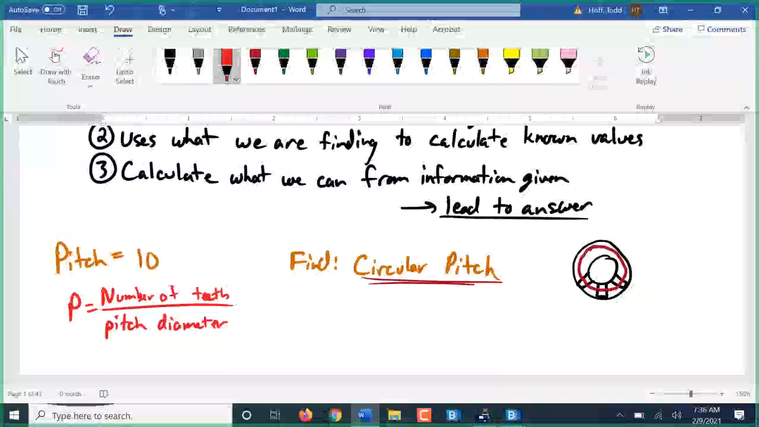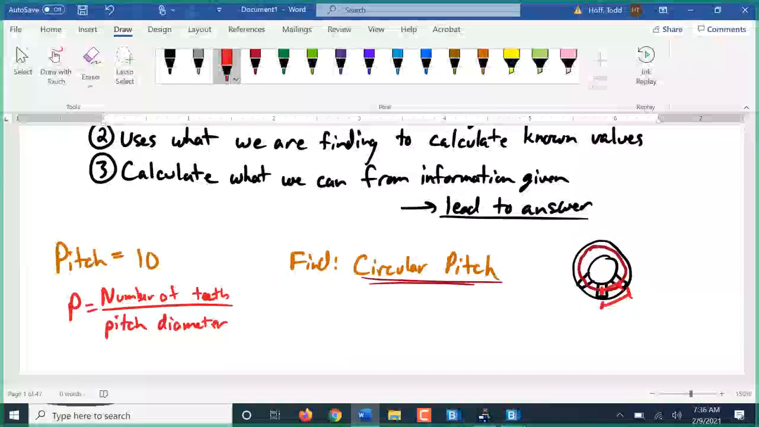Circular pitch is a little bit different than regular pitch. Circular pitch is asking, what is the actual distance from tooth to tooth, from tip of tooth to tip of tooth? So it's the arc around the pitch circle. Basically, it is at the pitch circle from center of one tooth to the center of the next tooth. So it's around the circumference or on the arc of that pitch circle.